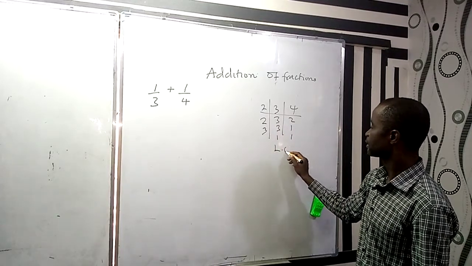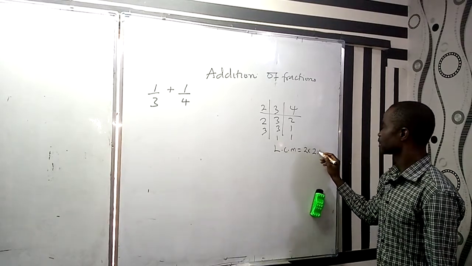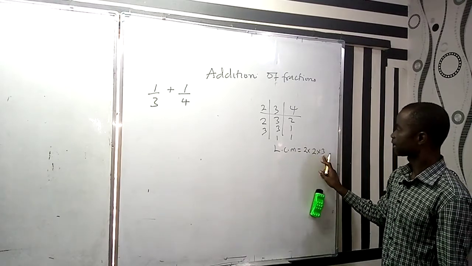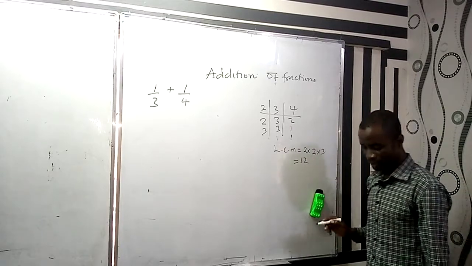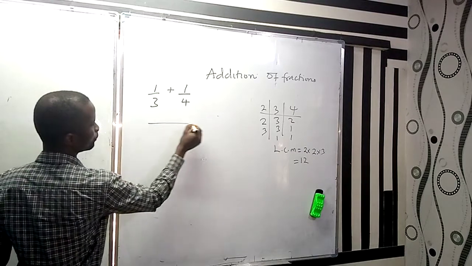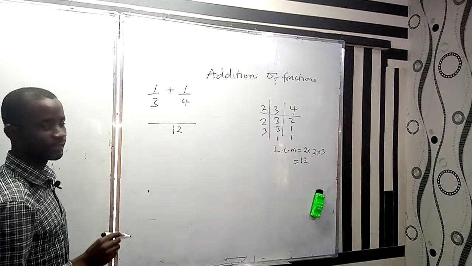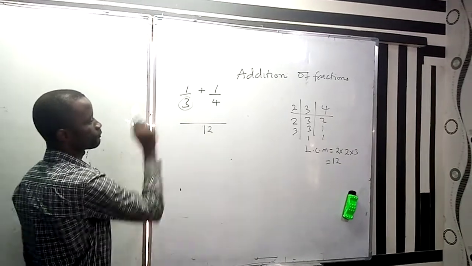That means the LCM is equal to 2 times 2 times 3. 2 times 2 is 4. 4 times 3 is 12. That shows that the LCM of 3 and 4 is 12. And then you put the 12 under the division line. Now the next step, you find how many times each denominator divides 12.